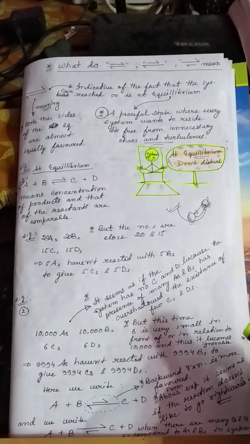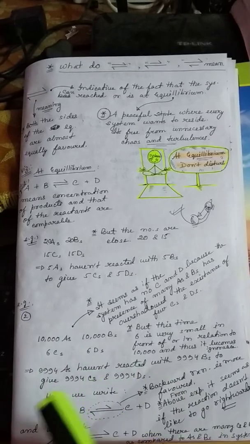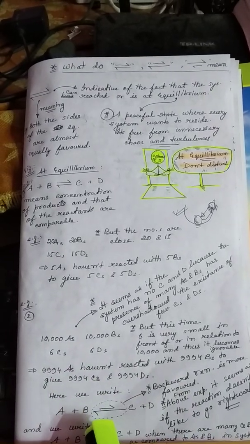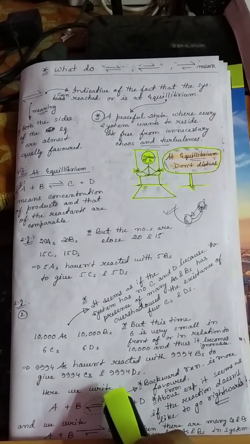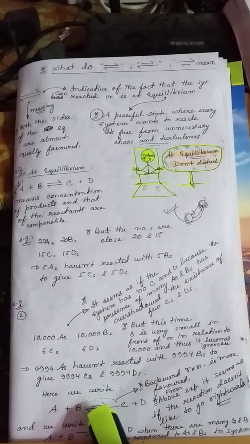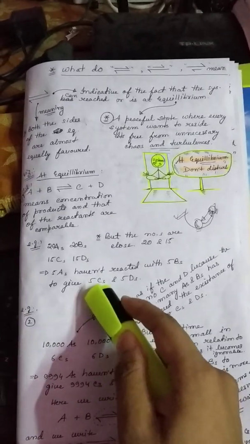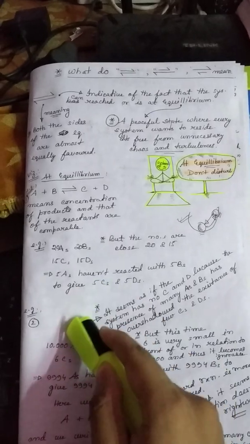So the backward reaction is more favored. Backward reaction is more favored. So a big arrow pointing backwards. And there are two barbs, as you can see: barb 1, barb 2. Actually, these are called barbs. When we draw an arrow, these are called barbs.